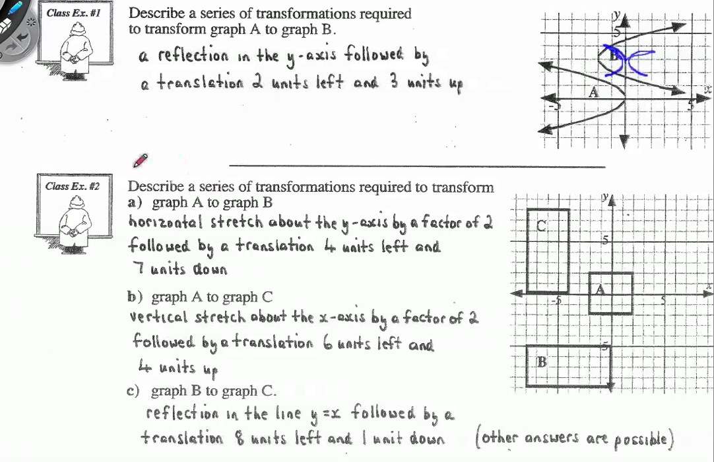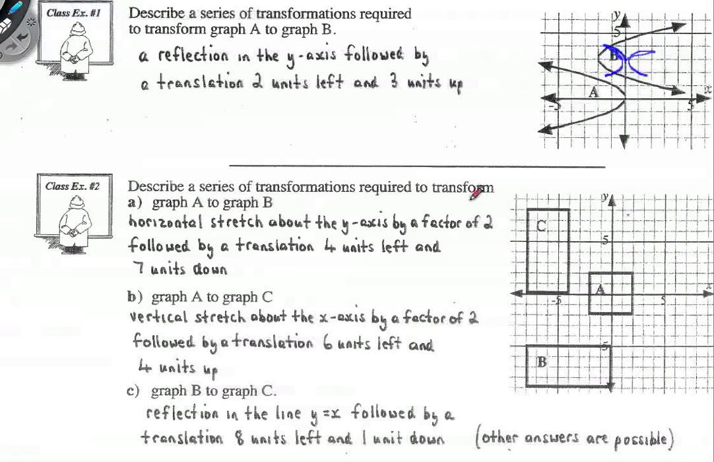moving on to example 2. Describe a series of transformations required to transform graph A to graph B. Here's graph A. Look at graph B. Looks like it's been stretched in some manner. We can stretch about the x-axis, and I think if you stretch about the x-axis here, this would get higher and this part would get lower, so it looks like that's involved perhaps in making C, I don't know. But to get B, I think we need to stretch this to the right and the left horizontally by, looks like, a factor of 2 to make it double the size.